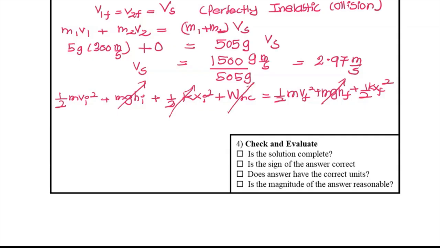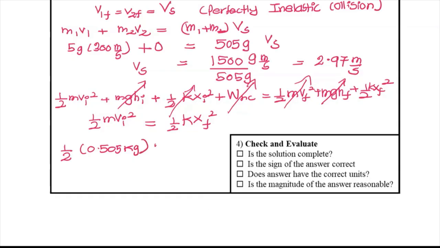Gravitational potential energy is 0, the initial spring potential energy is 0, and work non-conservative is 0. Why? Because the object is moving on a horizontal level, so there's no change in height, and the spring is neither compressed nor stretched initially, so the initial spring potential energy is 0. Work non-conservative is 0 because there's no friction on the surface. So we get just the initial kinetic energy of the system is equal to the final spring potential energy.